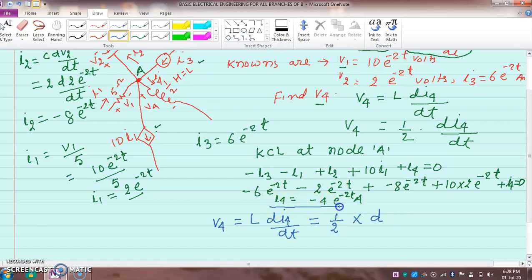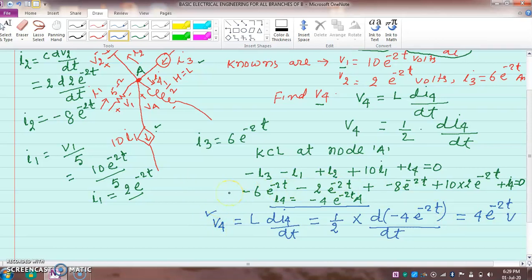I4 we just calculated, you see. So put this value, minus 4 e to the power minus 2t, and differentiate with respect to t. So how much will you get? Minus minus becomes plus, divided by 2. So it will be 4 e to the power minus 2t volt. Means we have calculated the value of V4.